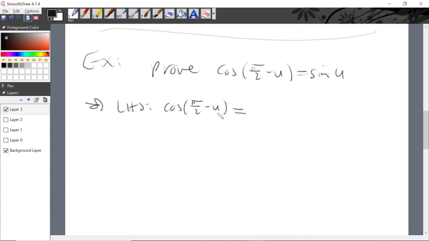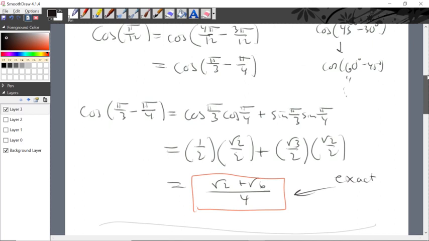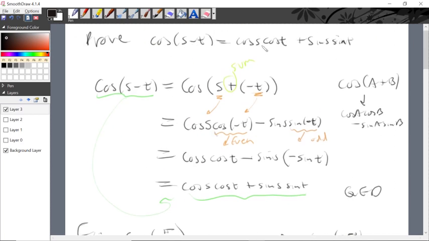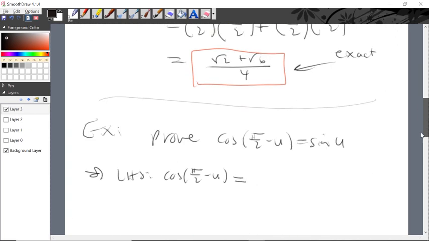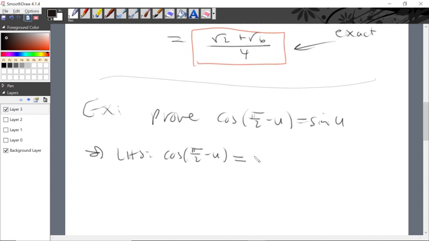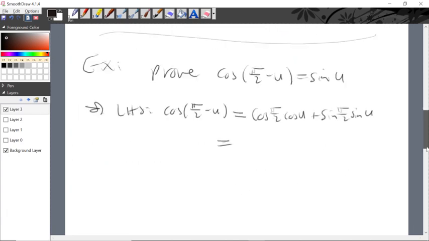All right, well, notice that that's a cosine of a difference right there. So we can use the identity that we've just proved a moment ago. The cosine of a difference equals the product of cosines plus the product of sines. So we take the product of cosines of the arguments plus the product of the sines of the arguments. And then we can evaluate whichever ones we know how to evaluate.